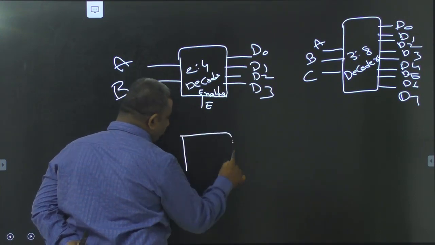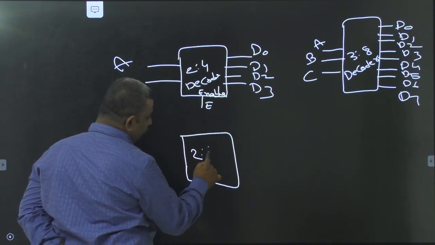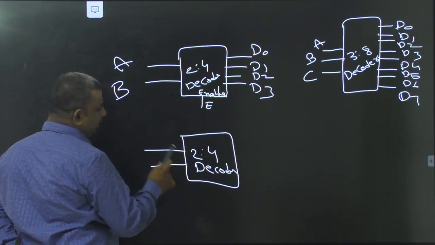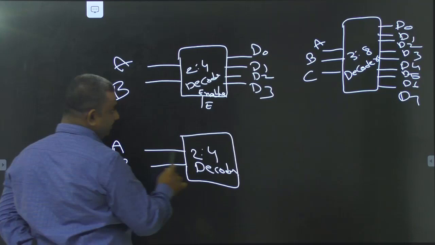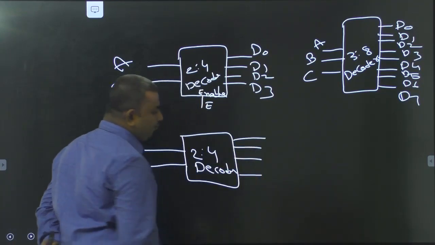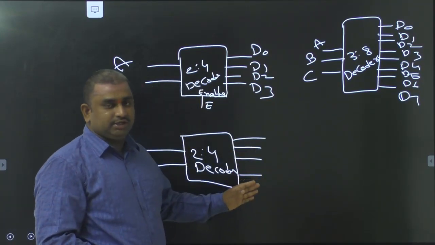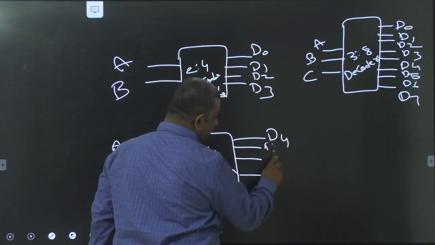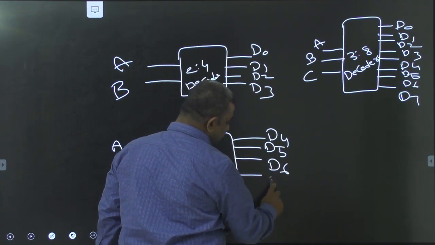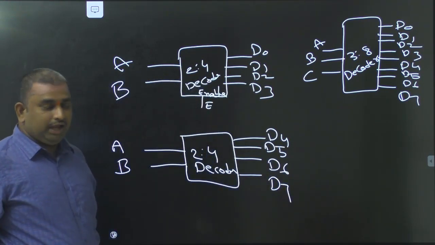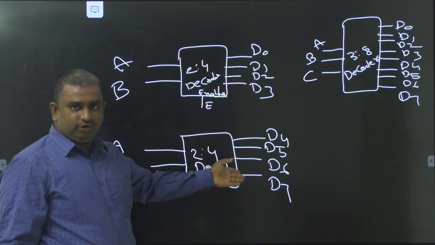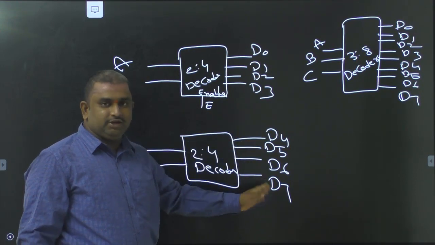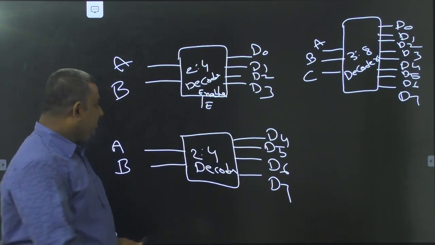I am taking one more 2 to 4 decoder. Here also we have 2 inputs A, B, and 4 outputs. These 4 outputs I am continuing from D3, so this is D4, D5, D6 and D7. Actually this D4 is nothing but G0 only, but I have represented it with a different indication. Why I have represented that, we will see.